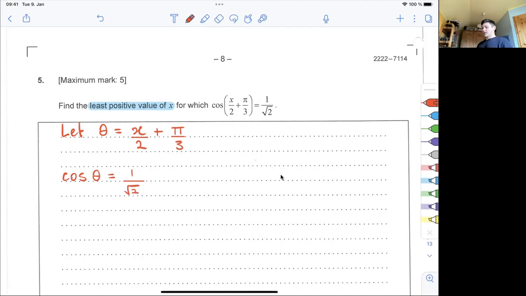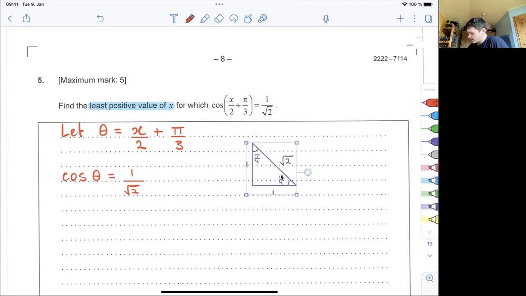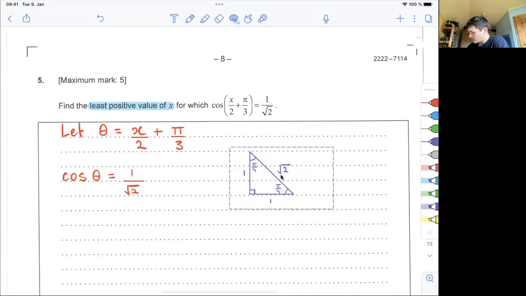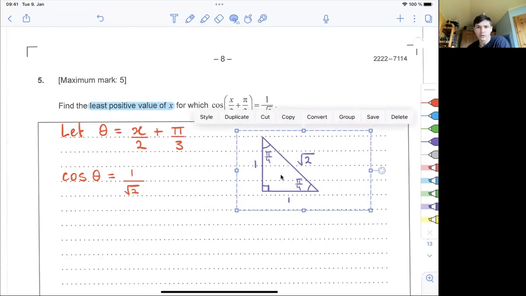If you're not familiar with your exact value triangles, I would encourage you to commit them to memory. Here is an exact value triangle, which is effectively a right-angled isosceles triangle, where the two sides that are the same length are length 1. If you run Pythagoras' theorem, you'll find that the hypotenuse is the square root of 2. From here, you'll be able to find the exact values of cos, sine, tan of 45 degrees or pi over 4.